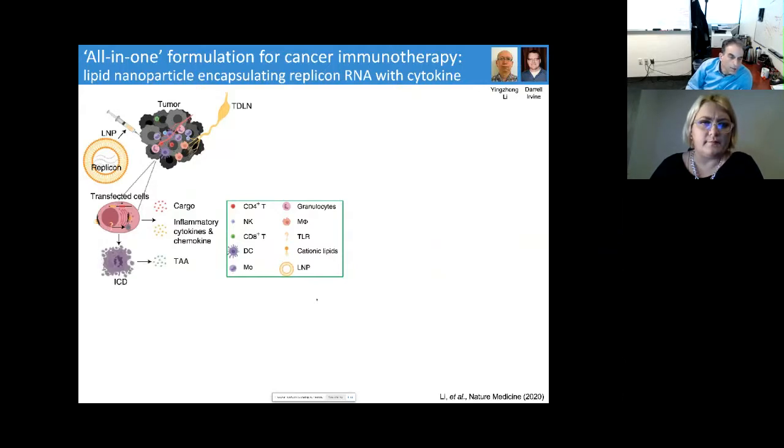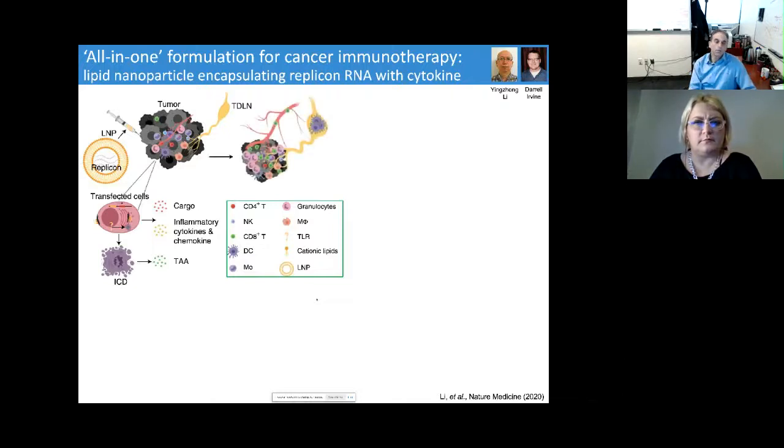Ultimately, we actually engineered this lipid nanoparticle and replicon system to kill the cell, so that the cell results in an immunogenic cell death. And this immunogenic cell death then releases tumor-associated antigens. And so from this single injection, we have what we're calling this all-in-one effect, where the single injection results in high-level expression of the therapeutic protein, it results in high levels of inflammation, and it results in release of tumor-associated antigen.